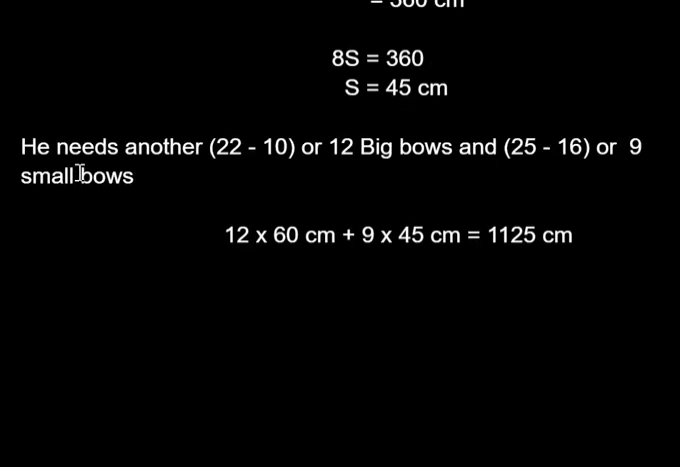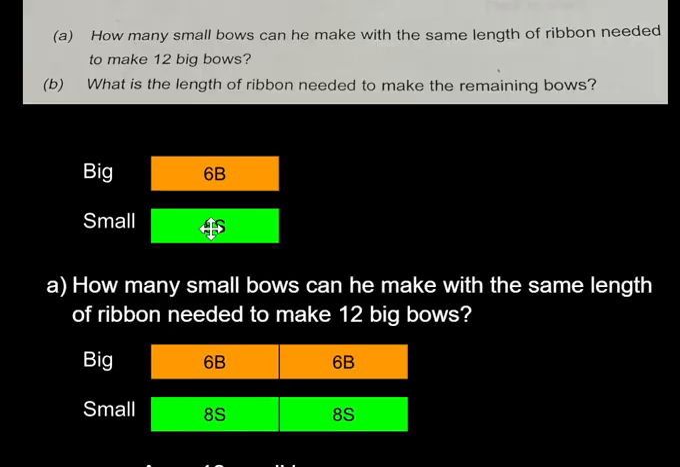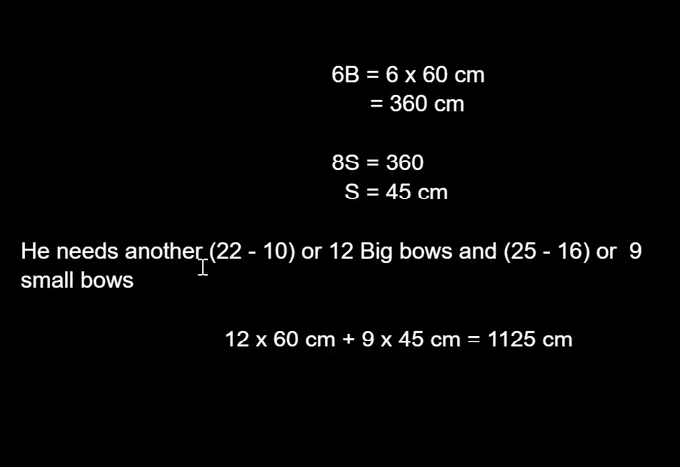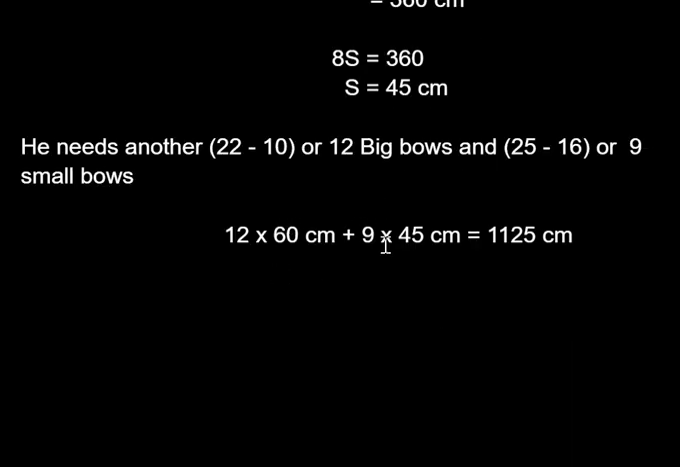Remember the question asked for the length of ribbon needed to make the remaining bowls. He needs another 22 minus 10 big bowls, because he already made 10, which is 12 big bowls. For small bowls it is 25 minus 16, or 9 small bowls. So if you multiply 12 big bowls by 60 centimeters, plus 9 small bowls times 45 centimeters, the total you add up will be 1125 centimeters. Hope that helps.